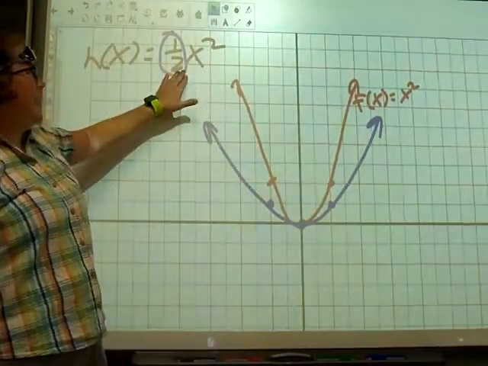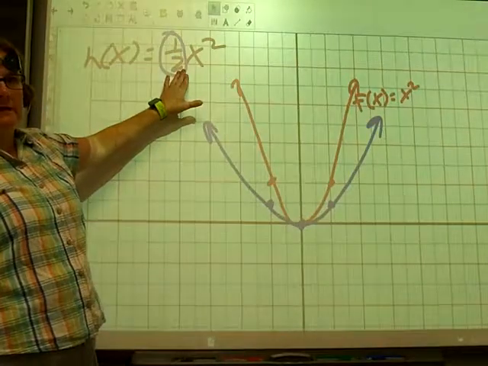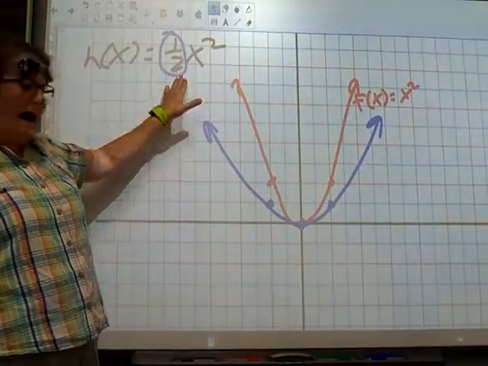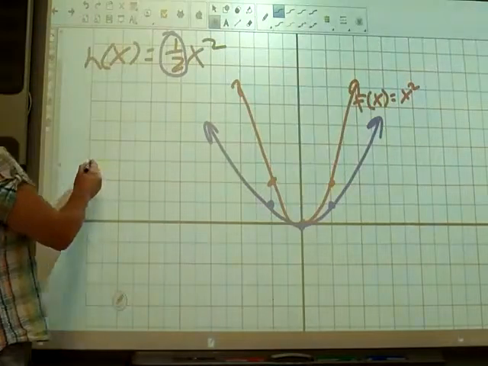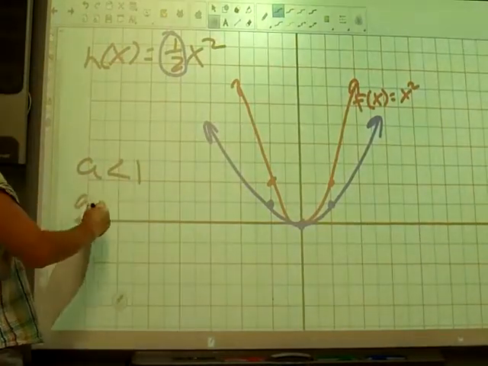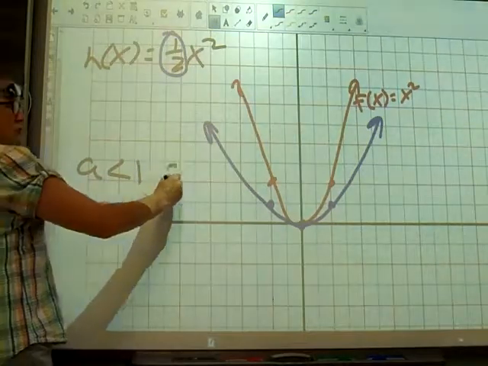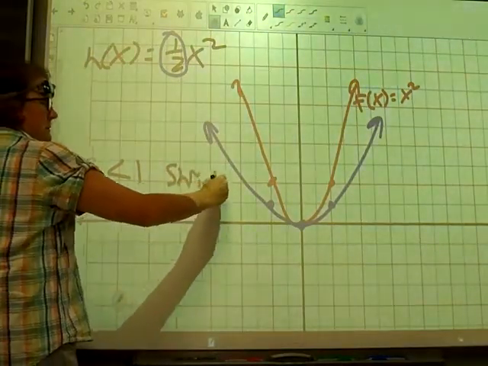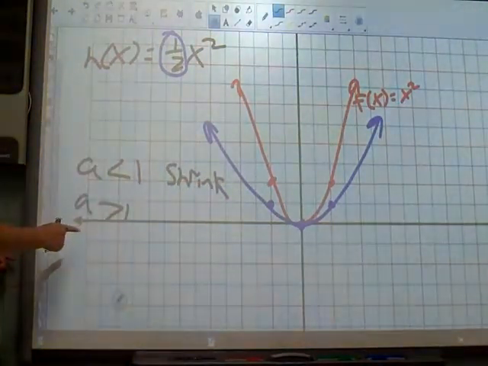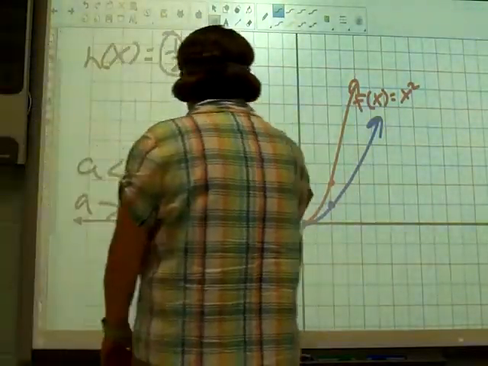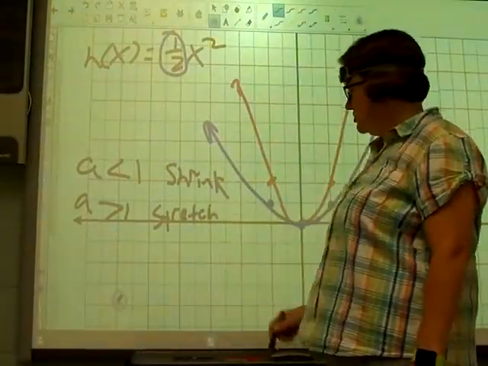So even though A being less than 1 made it wider, A being less than 1 made it a shrink. So here it would make it a stretch.